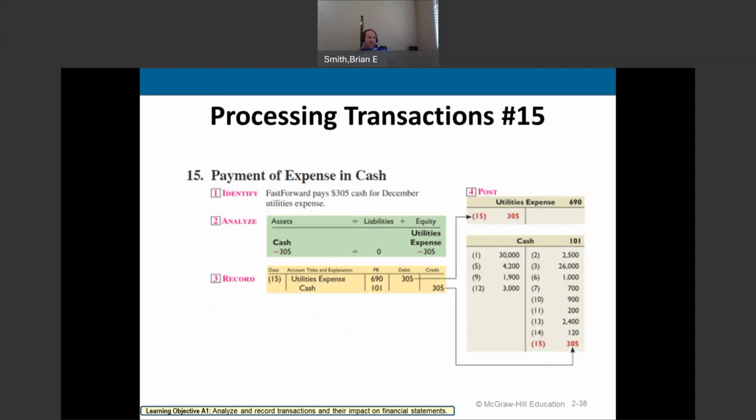Payment of expenses in cash. We're paying utilities for December, $305. So we're decreasing cash, and we're decreasing equity, but it's going to be an increase to the utilities expense account by $305 to debit that, and we're crediting cash for $305.